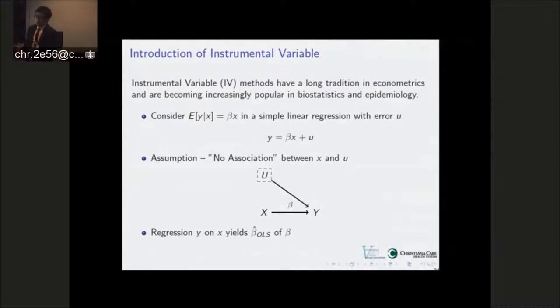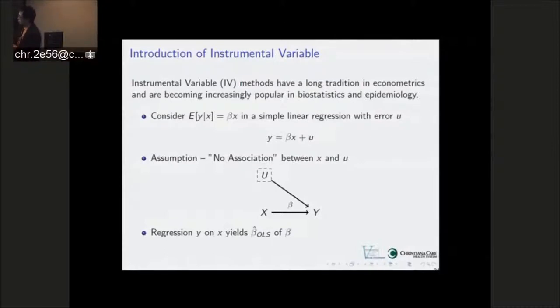Beta is a parameter. It indicates the treatment effect or the exposure effect. U here is typically an error term. I assume everybody is familiar with this simple linear regression. Although it's very simple and beautiful, we cannot use it without any consideration. There are some assumptions that need to be satisfied before we use this model. One important assumption is the independence assumption, or no association between the error term U and the regressor X. We assume these two variables are independent of each other.